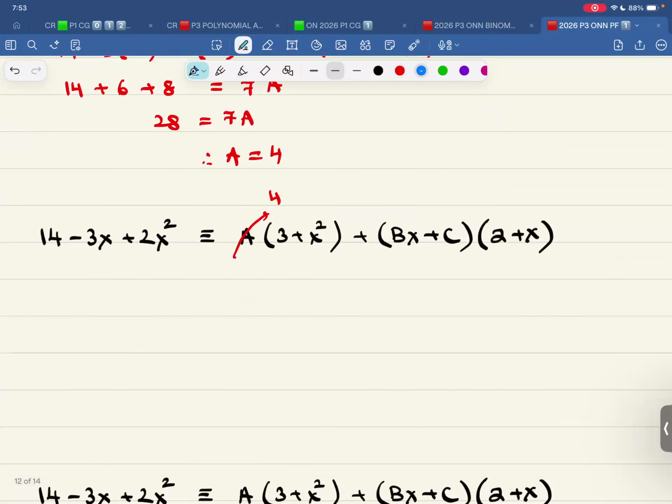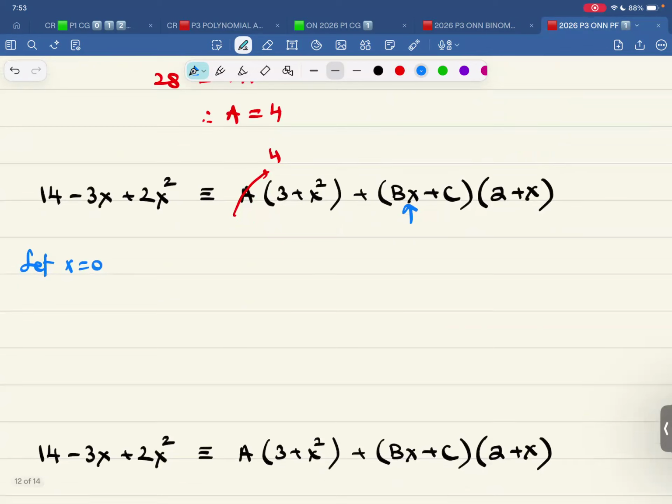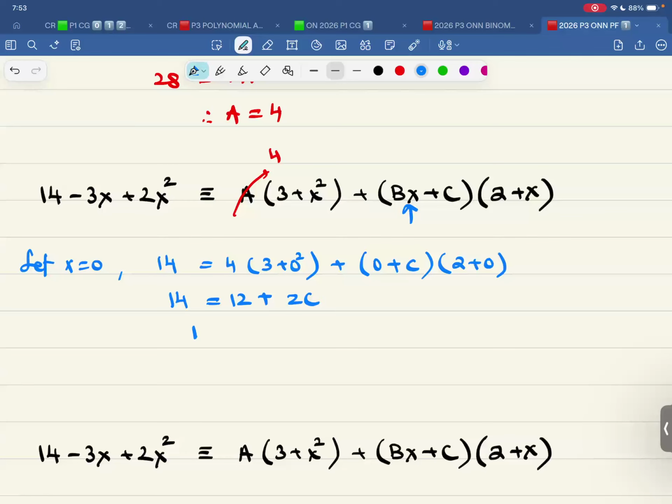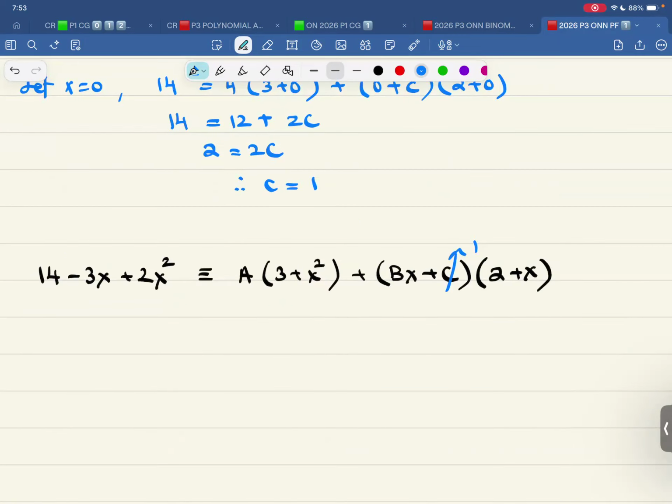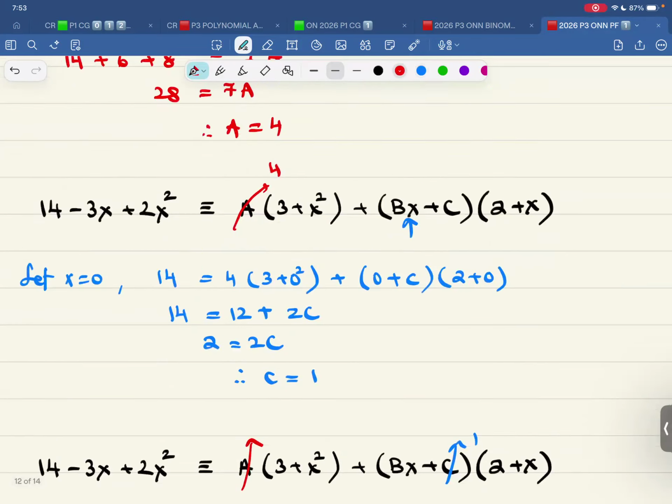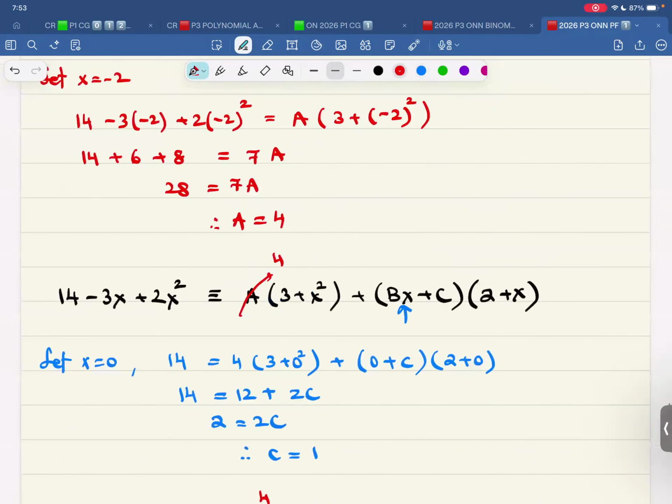Now, the next thing. Now you have to choose let x equal 0, because you cannot eliminate two constants at one time. You just have to focus on this. So therefore, 14, this is 4, 3 plus 0 squared. Bx becomes 0, c remains as it is, 2 plus 0. 14, 12, 2c. 14 minus 12 is 2c. Therefore, c comes out to be 1. So c comes out to be 1. A was already found as 4. All good, all clear? Have a good look.